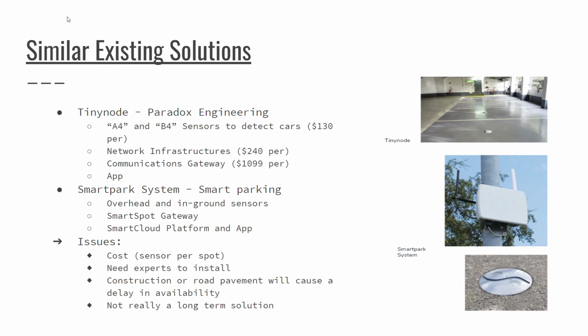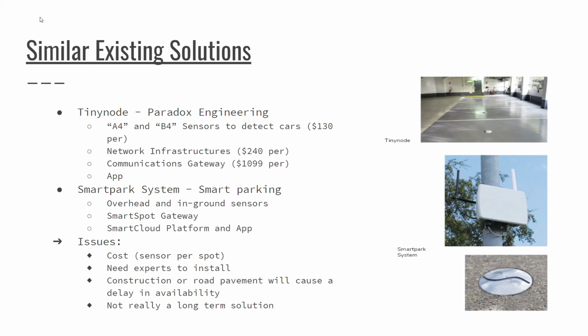Similar existing solutions include TinyNode by Paradox Engineering and the Smart Park system. Both these systems utilize overhead and in-ground sensors to detect if a car is taking up a parking spot. The issues with these systems currently is that they're expensive because you have to pay for each sensor per spot. You need experts to install them into the pavement or overhead, and construction on the road will cause any delay or unavailability of the parking system. And it's not really a long-term solution because parking sensors tend to need to be replaced after a certain period of time.